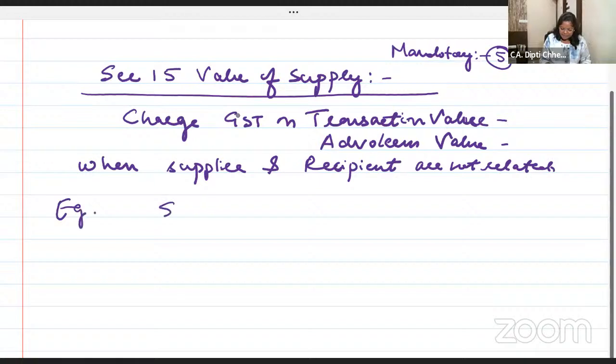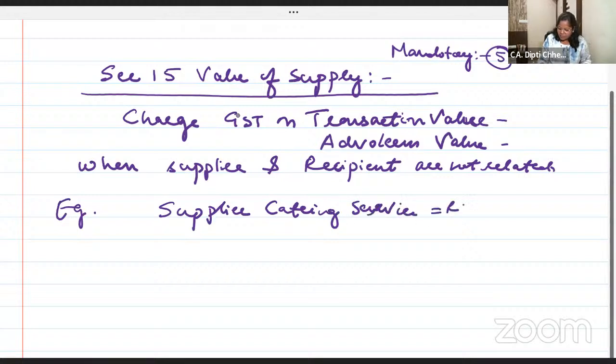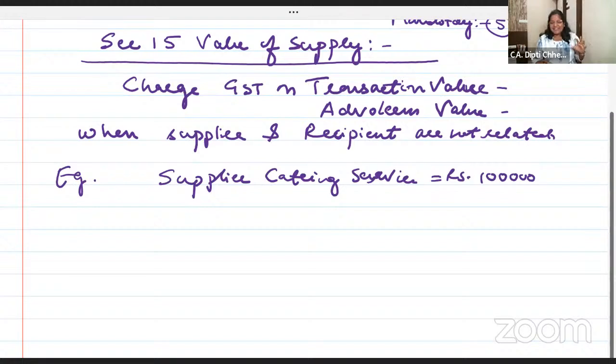I'll give you another good example, and we will write a few examples down. Example: this supplier is giving catering service for 1 lakh. Listen, the supplier is giving catering service. Are you all following today's class? There are no technical glitches. The laptop troubled me, but otherwise there is no technicality in the topic, it's very simple.